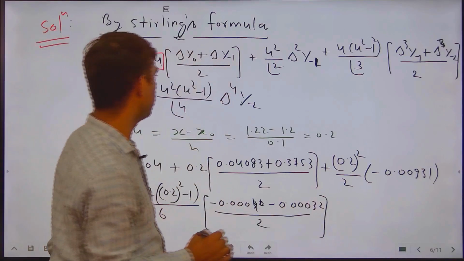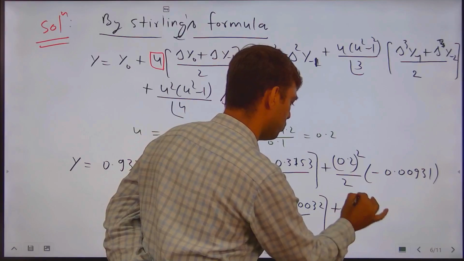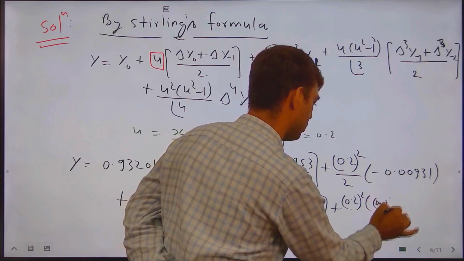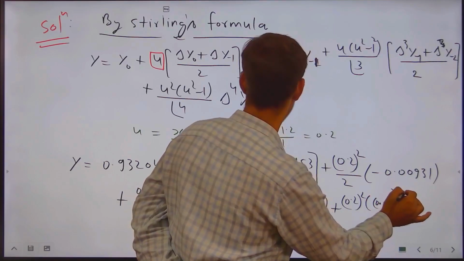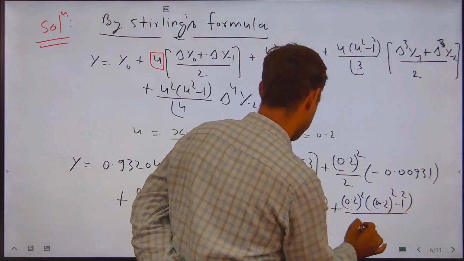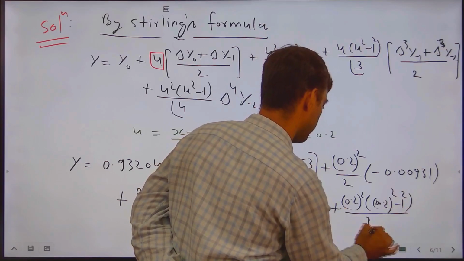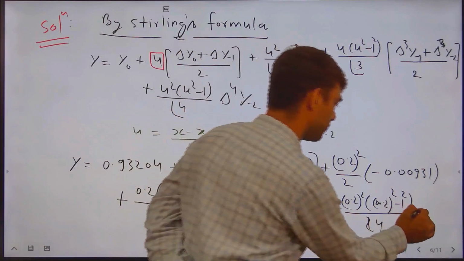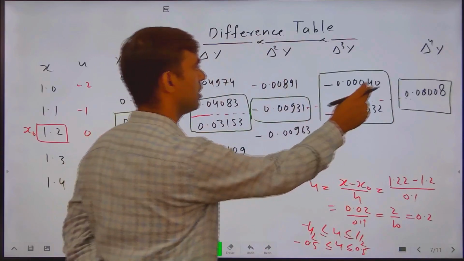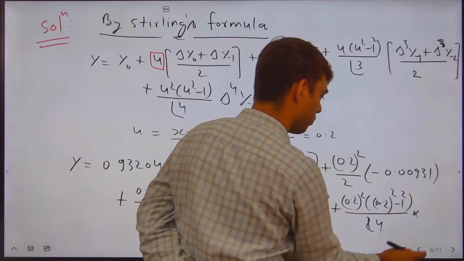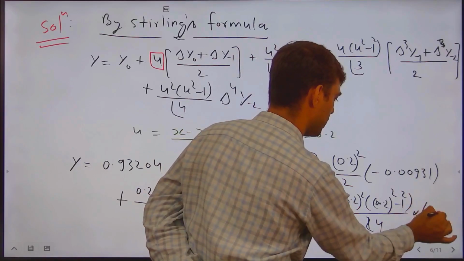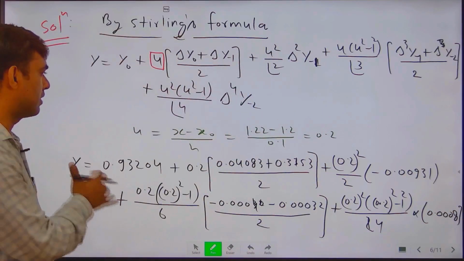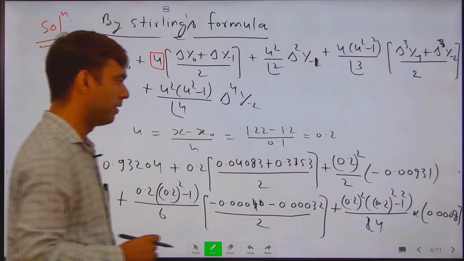Then we write the last term. Last term is 0.2 whole square minus 1 square divided by factorial 4, means 24, into, what is the next term? Next term is del 4 y minus 2. Here this one is 0.0008. This one, after simplification, we are able to find the values.